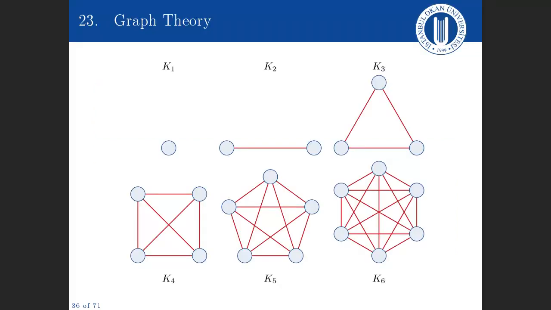So here they are. K1, the complete graph with one vertex, has 0 edges. K2, 2 vertices and 1 edge. K3, 3 vertices and each vertex is connected to the other 2. K4, K5 and K6.